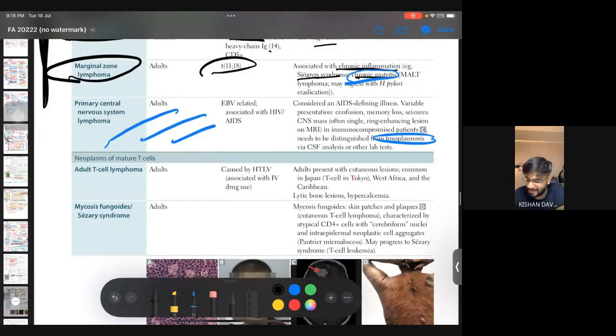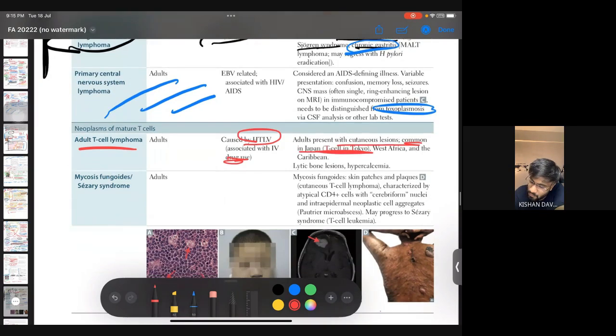Now let's see what is there in T cells. In T cells, adult T cell lymphoma caused by HTLV. It will come with drug use. May present with cutaneous lesions, common in Japan. Cutaneous lesions common in Japan. So in the case they will give you a patient from Japan who settled in US. Like this they will give you.